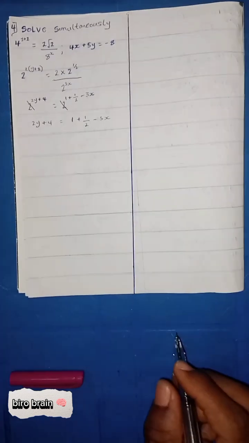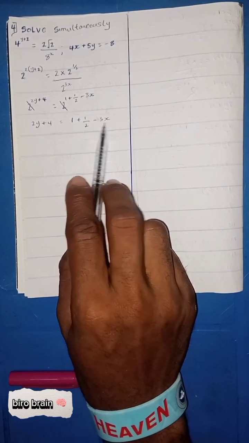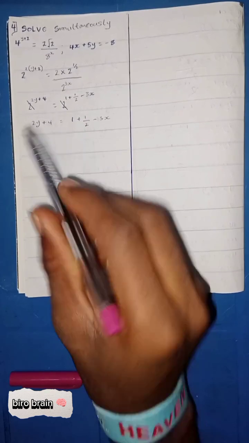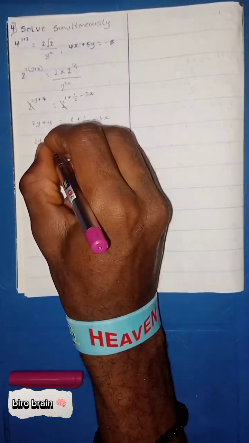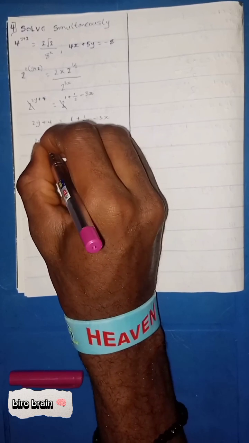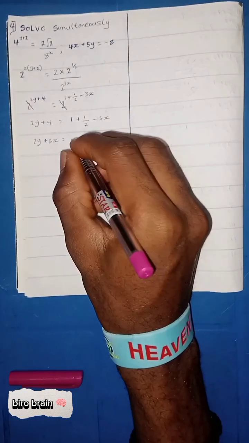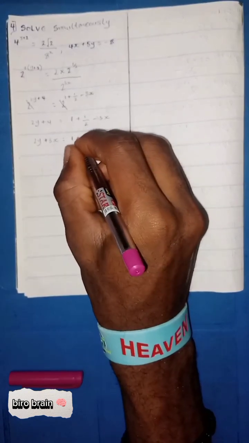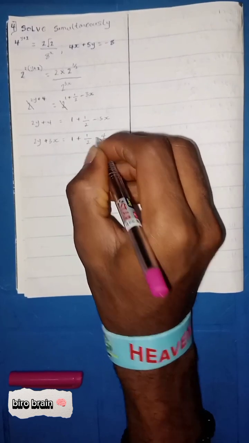So what do we do in this case now? Let's collect like terms. Let the terms with alphabets stay on one side, and make the other one the constant. So we have 2y plus 3x equals, then this 4 comes to the other side. Then we have 1 plus 1 over 2 minus 4 over 1.